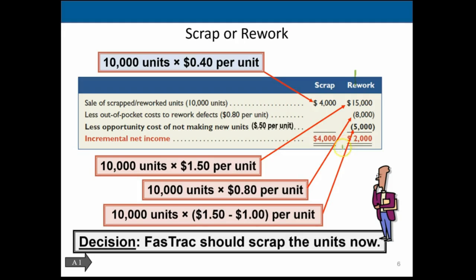So that means that the 4,000 is greater than the 2,000 if we take that into consideration. Therefore, we should go ahead and scrap and take the 4,000 at this point in time since it's higher than the 2,000.